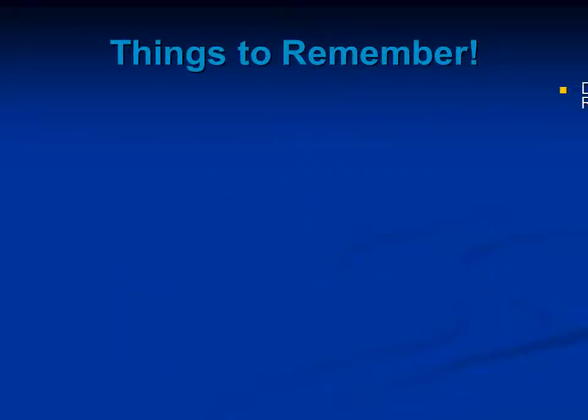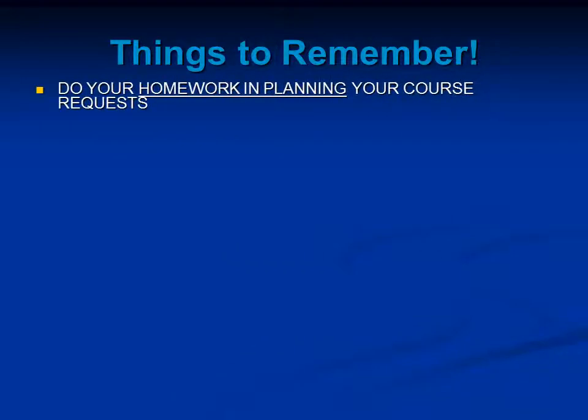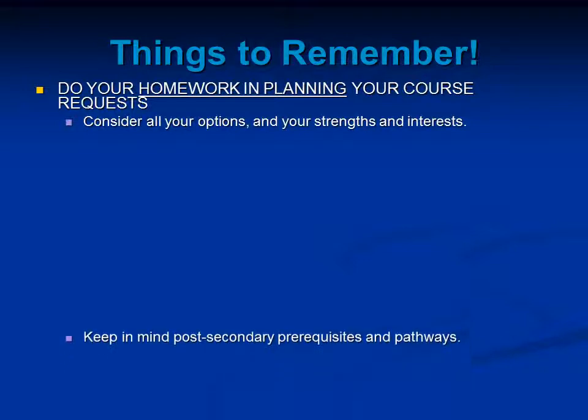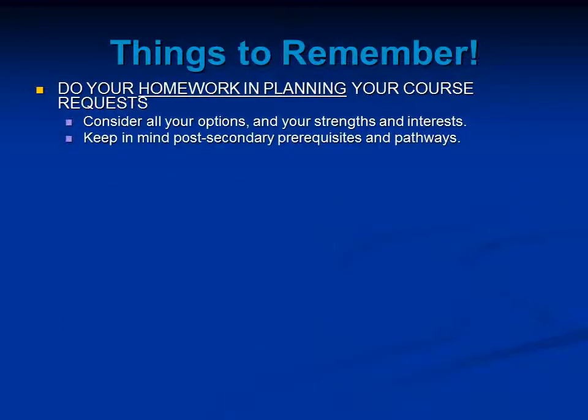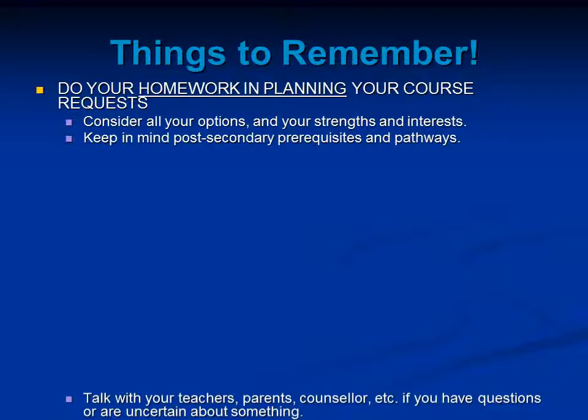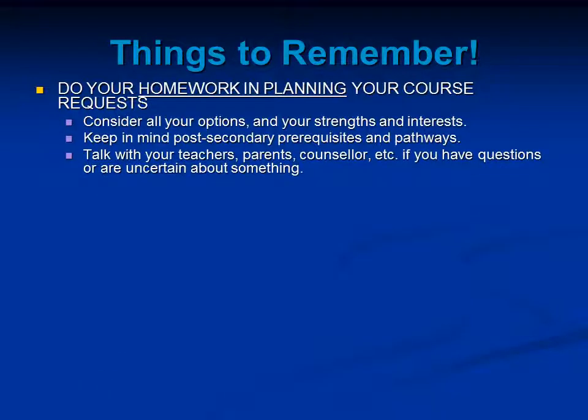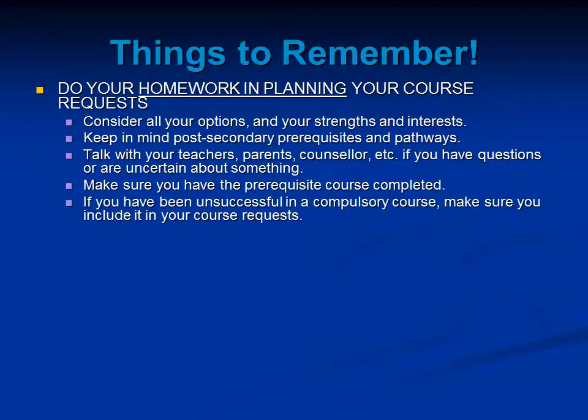Things to remember. Do your homework in planning your course requests. Consider all of your options, your strengths, and interests. Keep in mind post-secondary prerequisites and pathways. Talk with your teachers, parents, and counselor if you have any questions or are uncertain about anything. Make sure you have the prerequisite course completed. If you have been unsuccessful in a compulsory course, make sure you include it in your course requests.